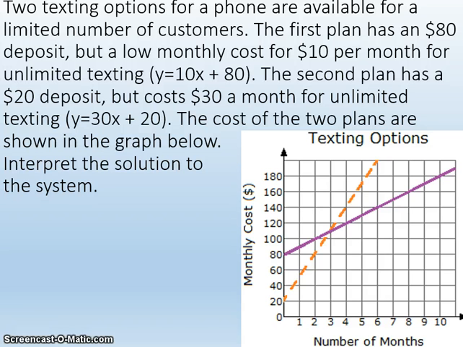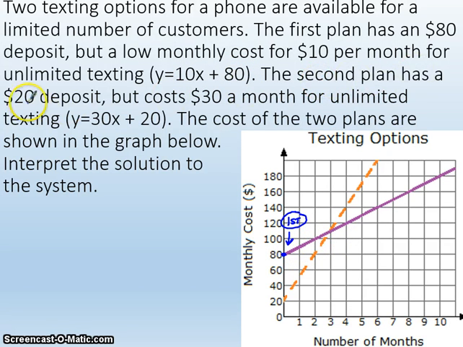Two texting options for a phone are available for a limited number of customers. The first plan has an $80 deposit, so I know that's going to be our y-intercept. So this is the one we're talking about. This is the first plan. But it has a low monthly cost of $10 per month for unlimited texting. So that's y equals 10x plus 80. Goes up 10 every month.